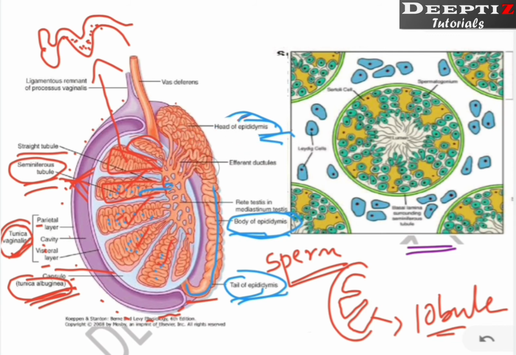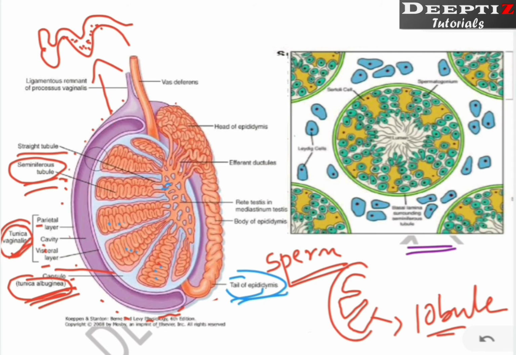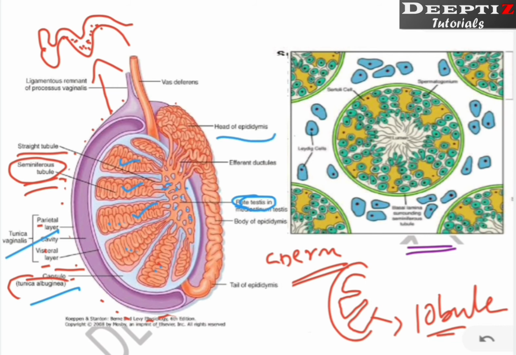So let's see what we have seen till now. Till now we have seen that the testis has a membranous structure termed tunica vaginalis, which is the outermost one, and the inner one is tunica albuginea, which divides the testis into a number of compartments. Each compartment is made up of seminiferous tubule. Seminiferous tubule produces sperm. Sperm will be collected into the rete testis. From the rete testis, this will be carried to the head of the epididymis by efferent ductules.